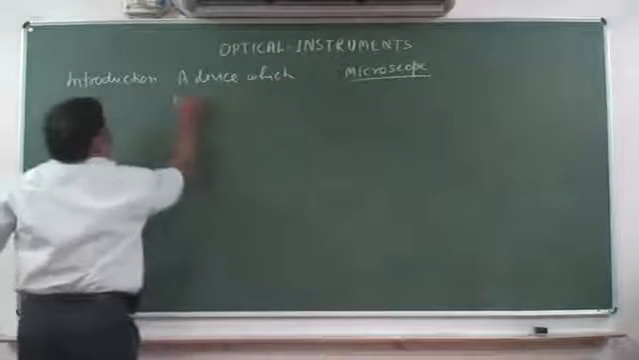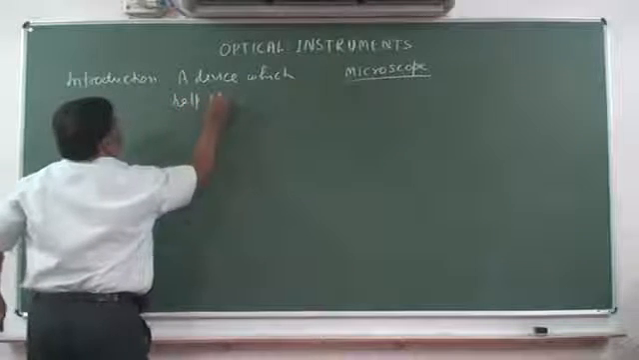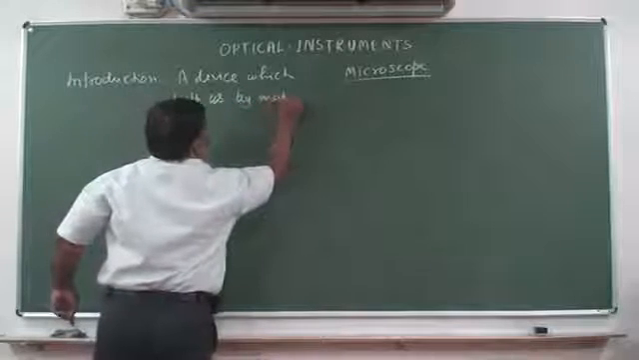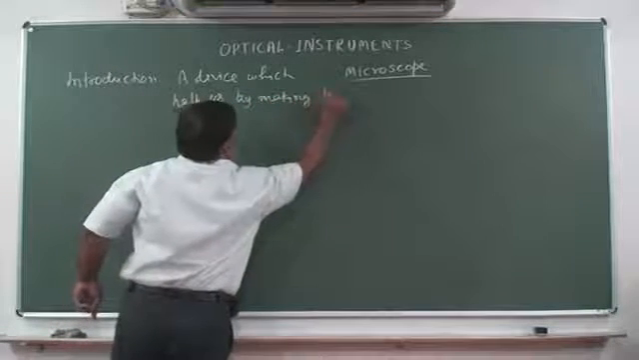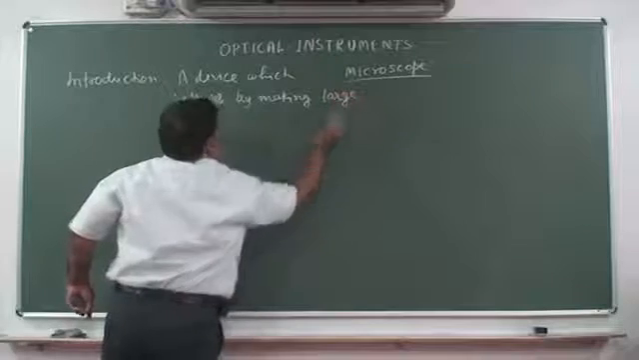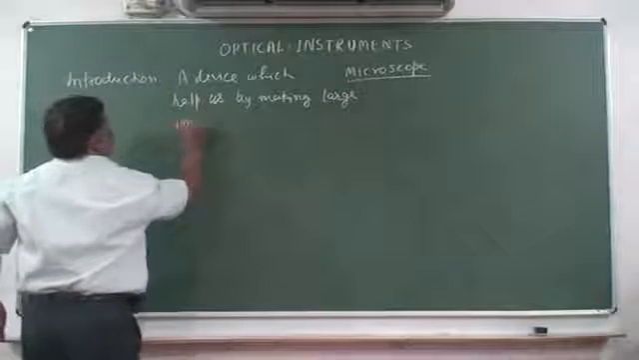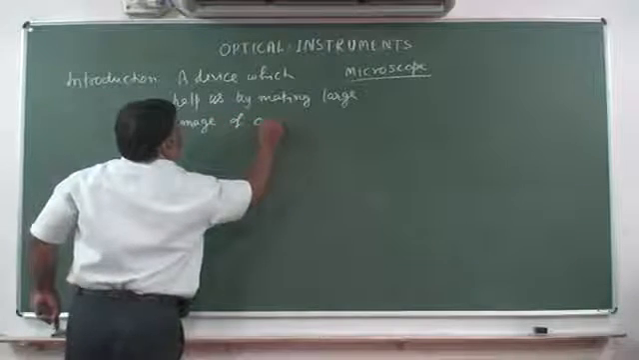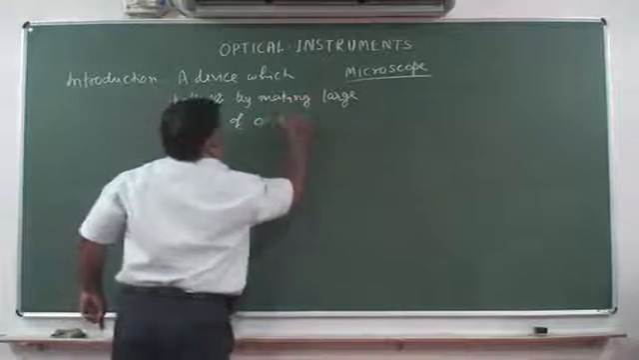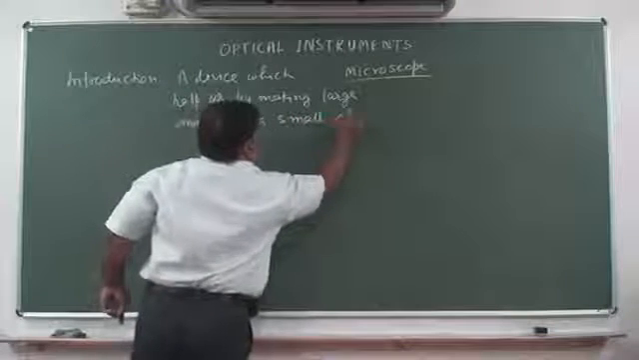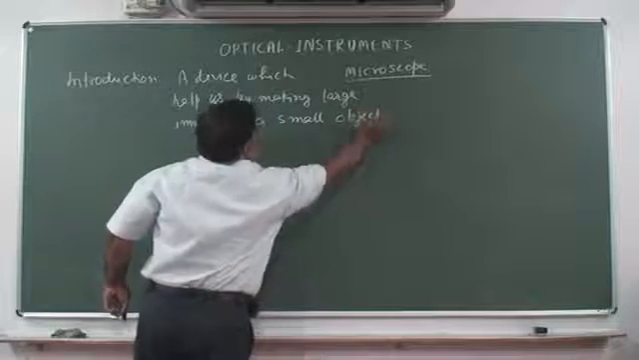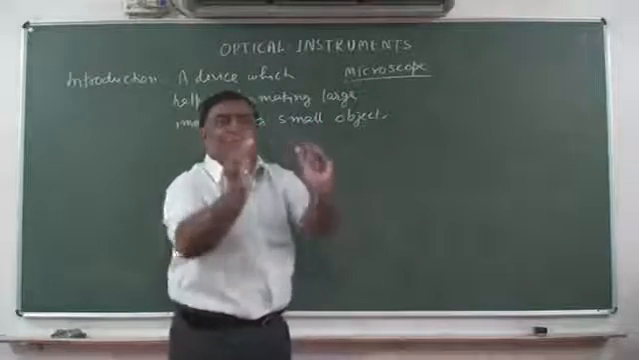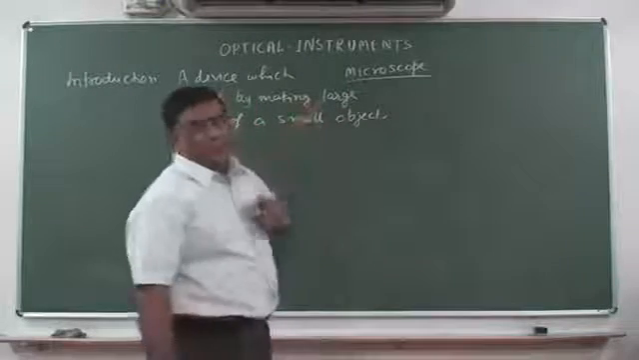which helps us by making large images, by making large image of a small object. Okay. For small object, it is microscope, something to see. So that is a microscope.